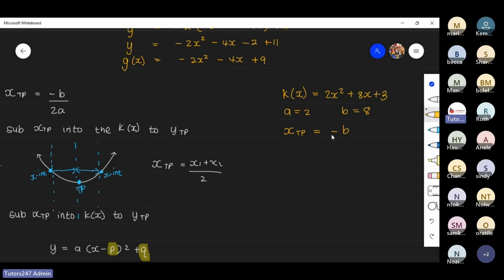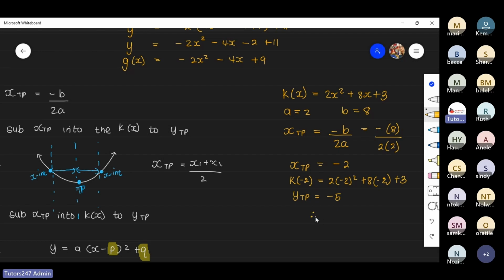XTP is equal to negative b over 2a. We can substitute our value of b, which is 8, our value of a, which is 2, and that'll therefore give us a value of negative 2. So our x value of our turning point is negative 2. If we were to substitute negative 2 into this function, so we'd have k of negative 2, that'll be 2 times negative 2 squared plus 8 times negative 2 plus 3. And if you put that into your calculator, you will then end up with a value of negative 5.